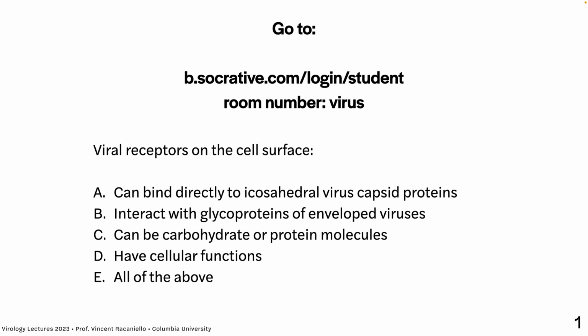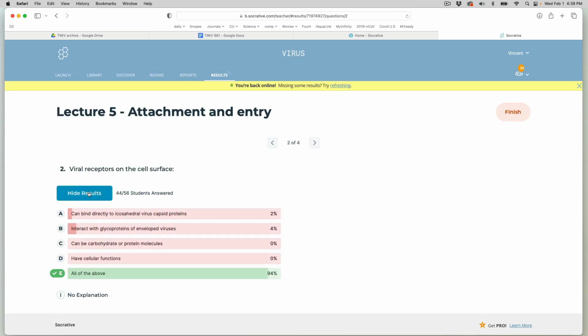Viral receptors on the cell surface: A, can bind directly to icosahedral virus capsid proteins. B, interact with glycoproteins of enveloped viruses. C, can be carbohydrate or protein molecules. D, have cellular functions. E, all of the above. All of the above, that's correct. Most of you got that.